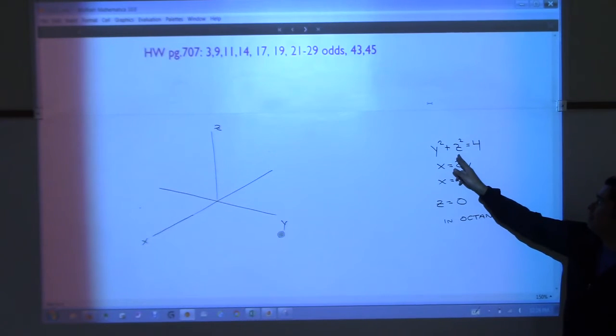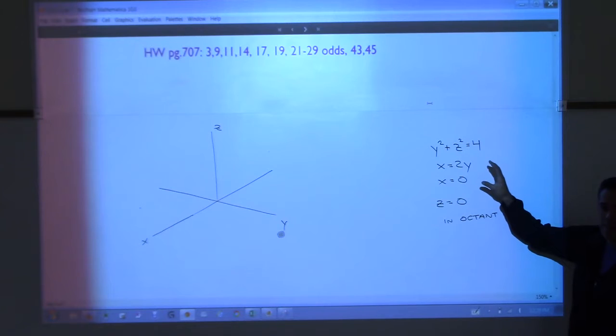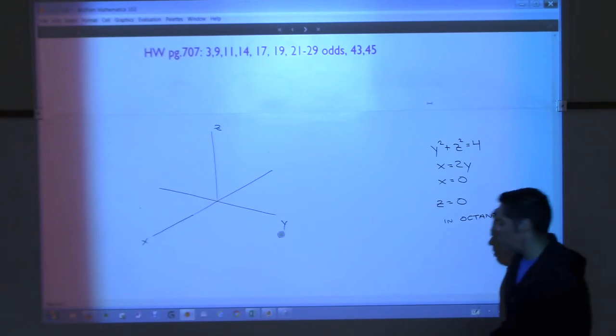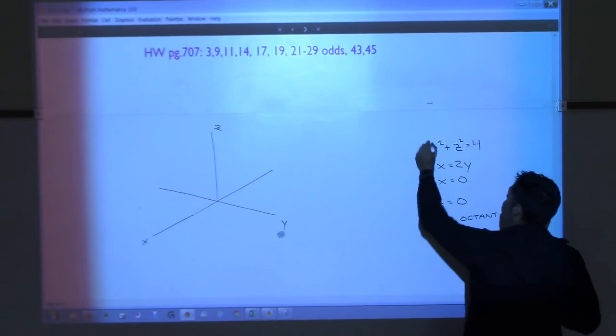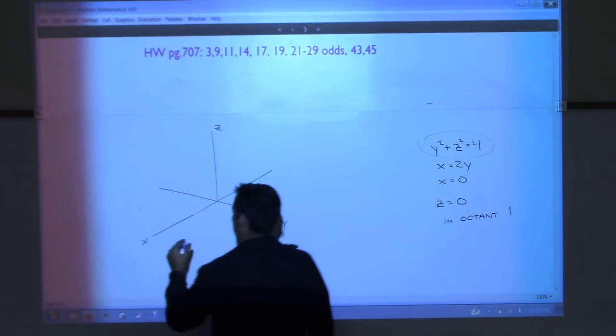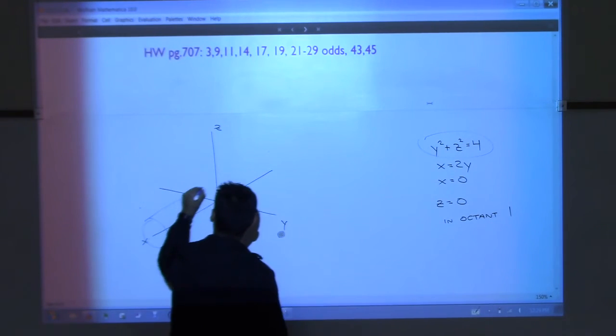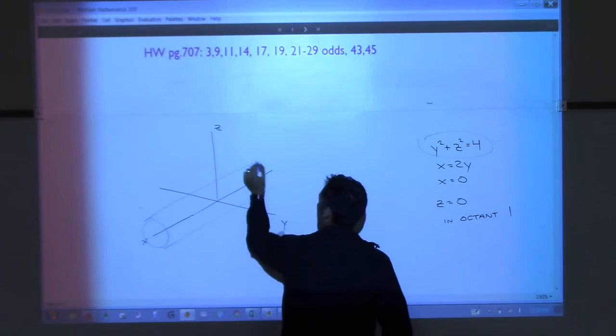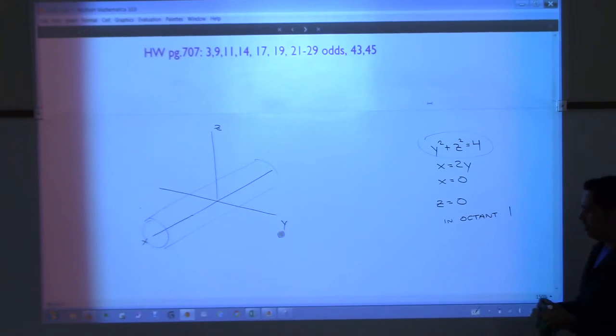Or what is this? Cylinder going down the x-axis, radius 2. Okay, so let me try and draw it. This guy right here is a cylinder going down the x-axis like this. This is just a rough sketch. I want to get an idea of what's happening.